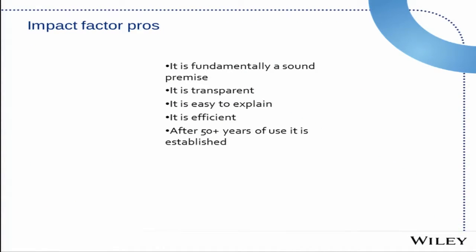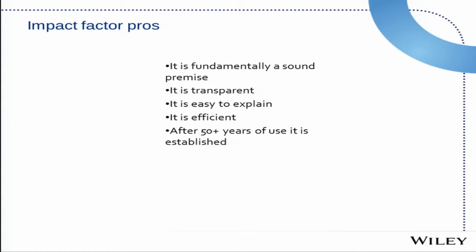So some of the pros of the impact factor, it's fundamentally quite a sound premise. You get a bunch of articles and the citations to those articles over a period of time. You divide them out to create a pseudo-average. It's transparent, so you can go to the Web of Science database and pull out the data that is relative to the citations to these articles and to the journals. It's easy to explain. Now, this is quite important.